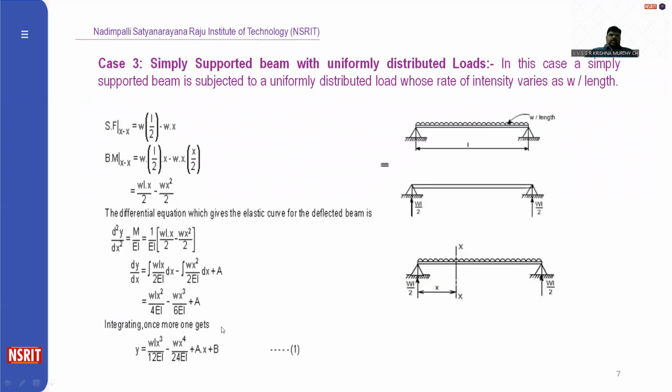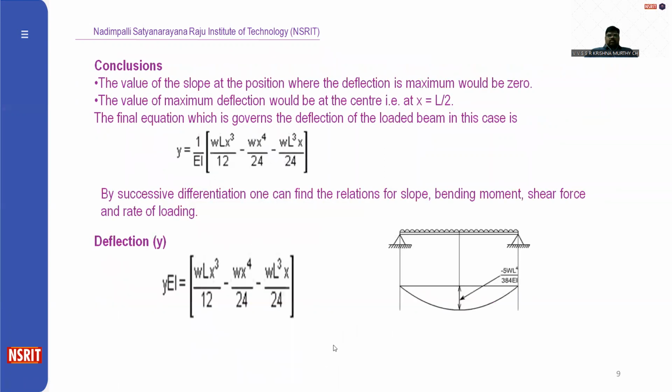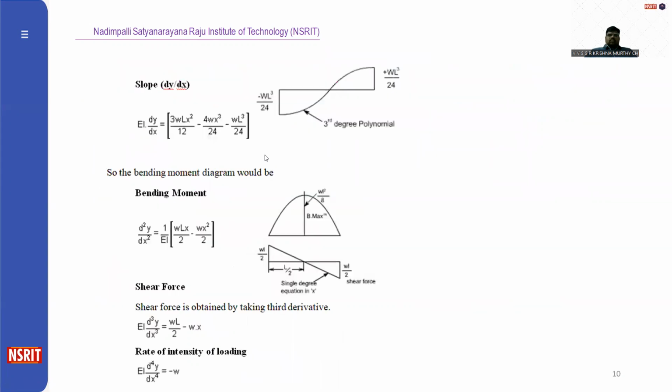On substituting the boundary conditions in these equations, I get A is equal to minus wL cube by 24EI and B is equal to 0. So deflection of the beam y is equal to wx cube by 12 minus... At x is equal to L by 2 I can also get the further equation. So these are the different cases: at x is equal to L by 2, how much, and at x is equal to 0. The slope dy by dx and bending moment I have done individually.